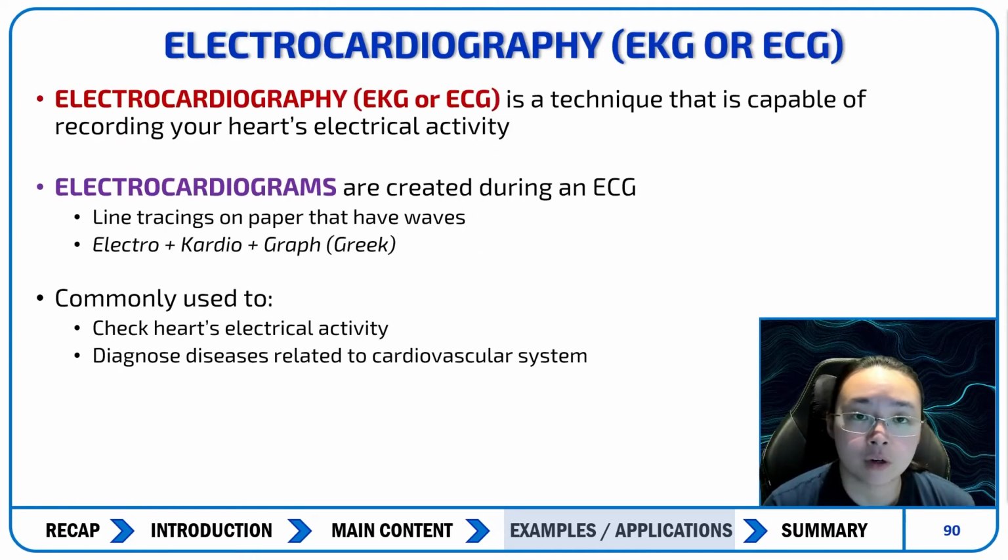Next, we have electrocardiography, EKG or ECG. The K actually comes from cardio from Greek, but electrocardiogram is spelled with C. And so it's a technique that's capable of not recording your brain's electrical activity, but your heart's electrical activity. Electrocardiograms are the graphs that are created from electrocardiography. So it's commonly used to A, check your heart's electrical activity, and B, diagnose diseases related to the cardiovascular system.